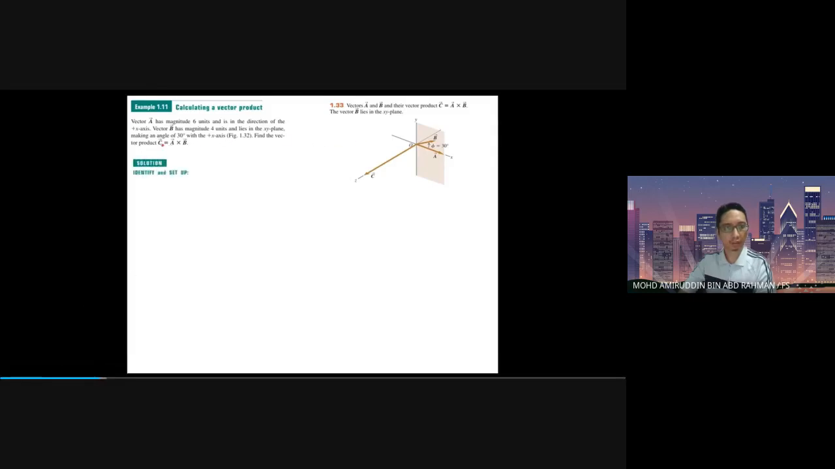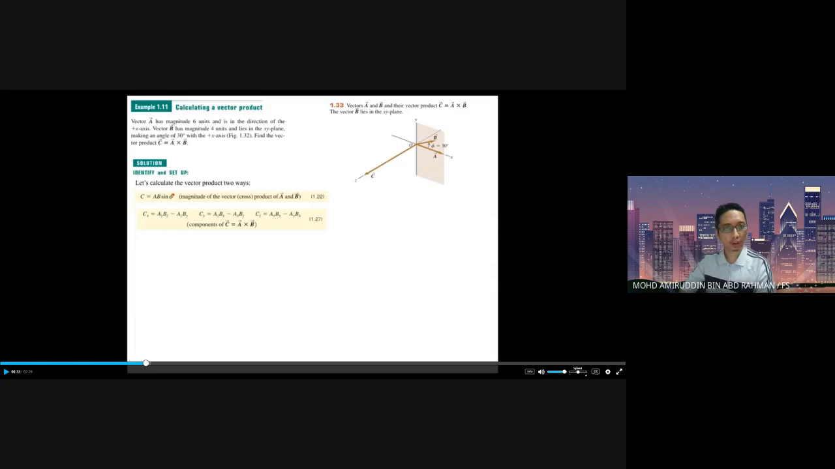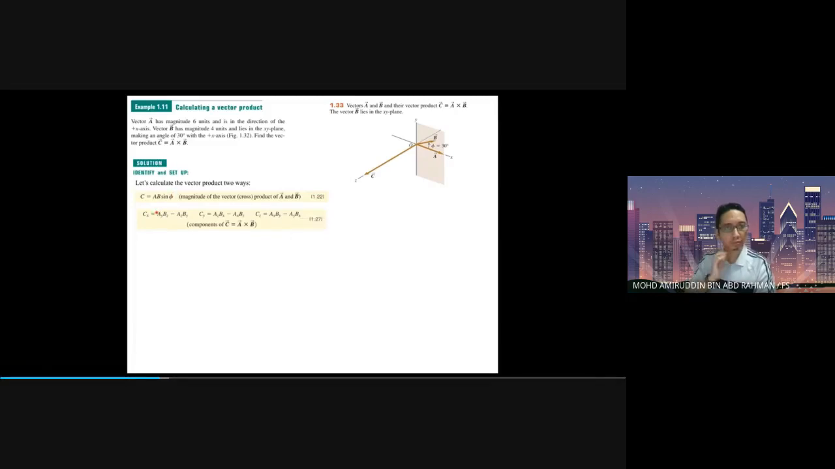We'll call the new vector formed by this cross product C. We have two ways that we can proceed. One is to only calculate the magnitude of C and then determine its direction from the right-hand rule, and the other is to explicitly calculate the three components of C. I have a question here: what is the direction of vector C? Upward. Okay, so the direction of vector C is upward.